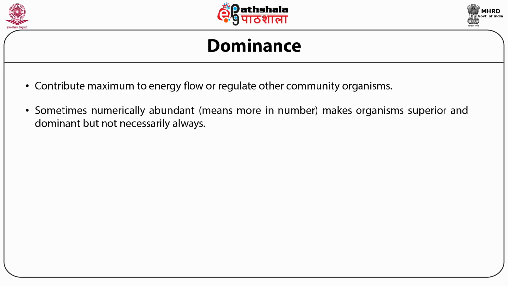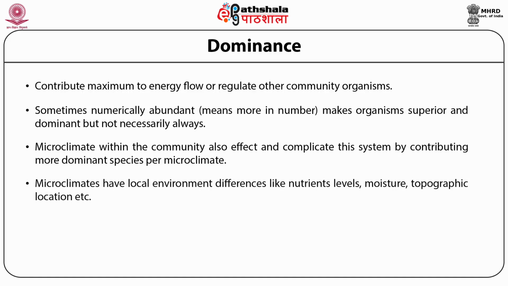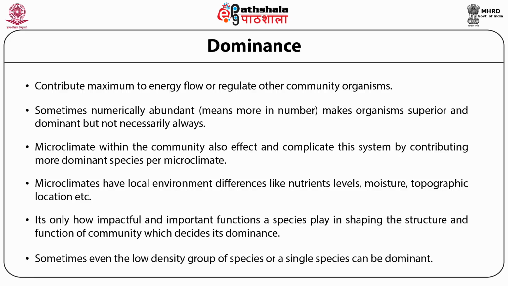Sometimes being numerically abundant, meaning more in number, makes organisms superior and dominant, but not necessarily always. Microclimate within the community also affects and complicates this system by contributing more dominant species per microclimate. Microclimates have local environmental differences like nutrient levels, moisture, topographic location, etc. It's only how impactful and important the functions a species plays in shaping the structure and function of the community that decide its dominance. Sometimes even a low density group of species, or a single species, can be dominant.